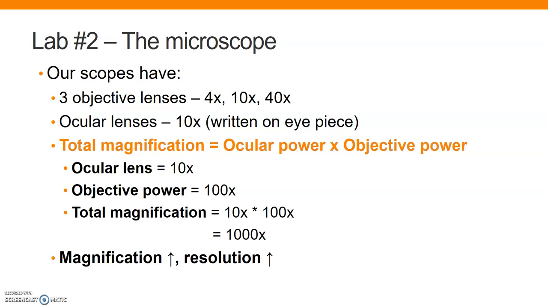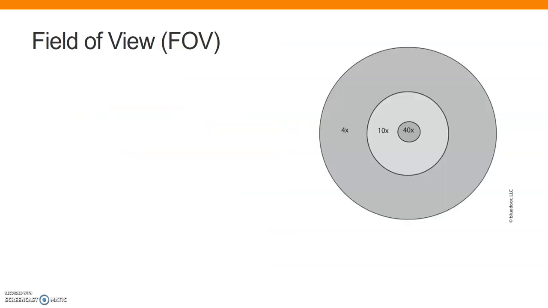So one of the things we also see happen as we use and increase our magnification. As we go from 4x to 10x and 10x to 40x, the magnification does increase, right? So we're seeing things at a higher magnification, right? Smaller objects are appearing larger. Our resolution also gets better, which means we can see those smaller objects a lot clearer. So that's one of the correlations that you should see as you go through this lab.